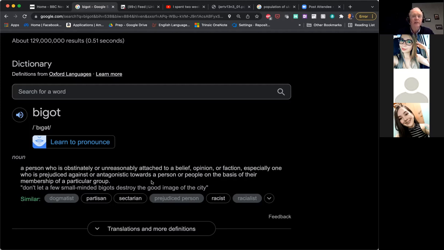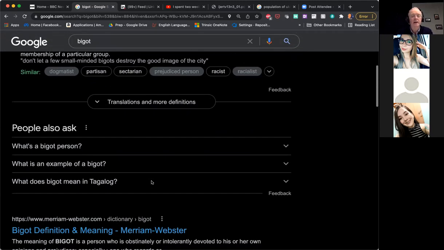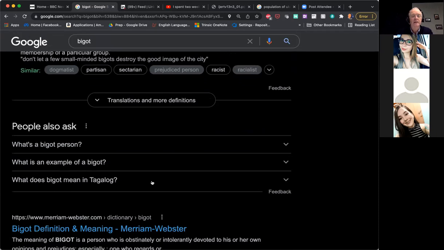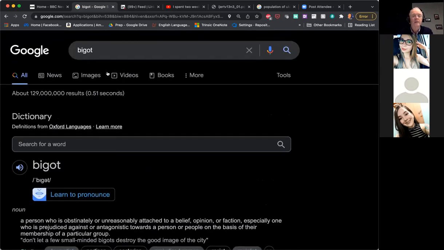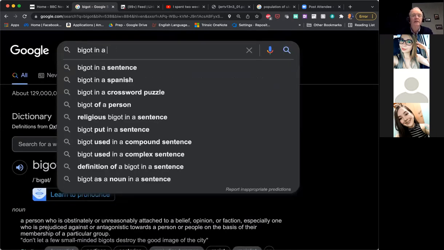Now, we have certainly had plenty of bigots in the UK. I'm sure you've got bigots in your countries, respectively. You know the sort of person I mean. And not really the kind of person you want to be friends with. A bigot. Is everybody comfortable with that? Yeah. Let's look at a sentence. And bigot in a sentence.